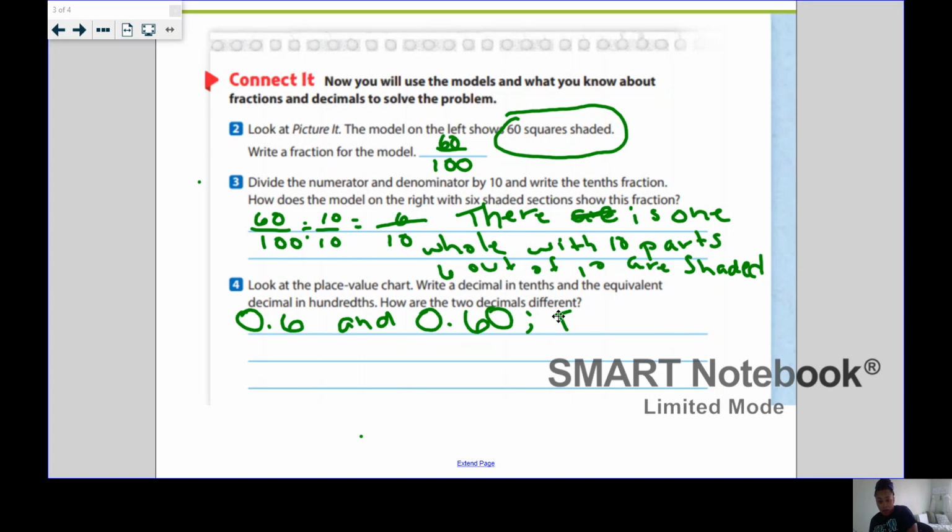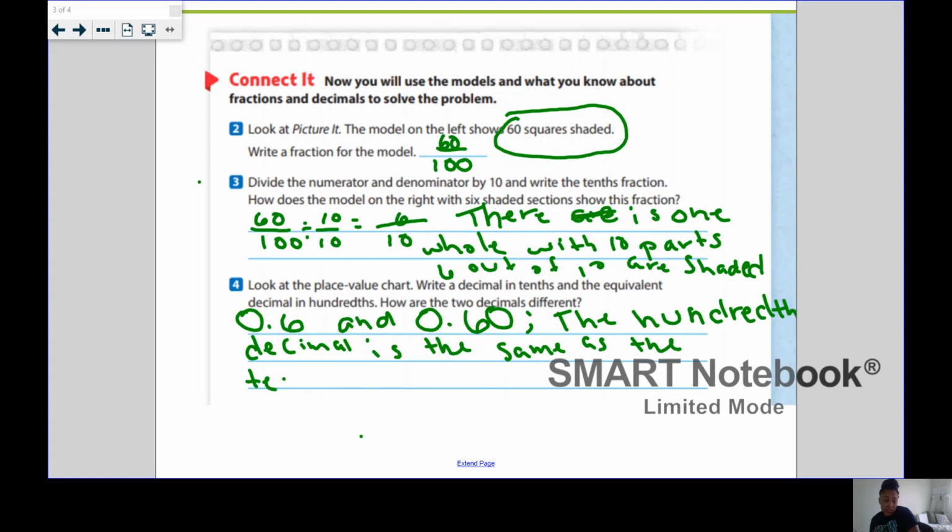So again, the hundredths decimal is the same as the tenths except it has a 0 in the hundredths place.